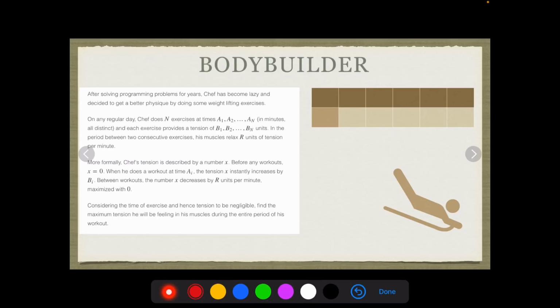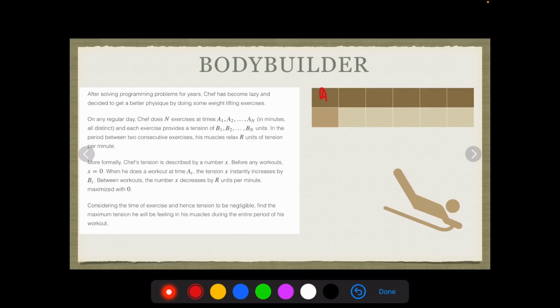Let's get started with the problem The Bodybuilder. After solving programming for years, Chef has become lazy and decided to get a better physique by doing weightlifting exercises. Now, let us get clear about the question in the very first few paragraphs because they are going to help you a lot. So, you are given timestamps.